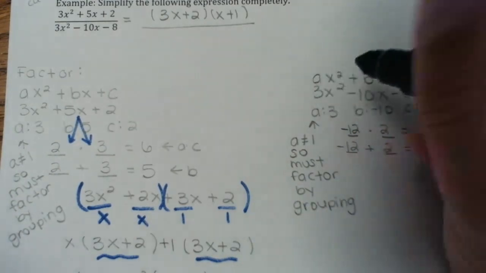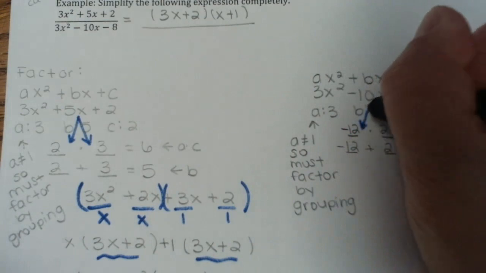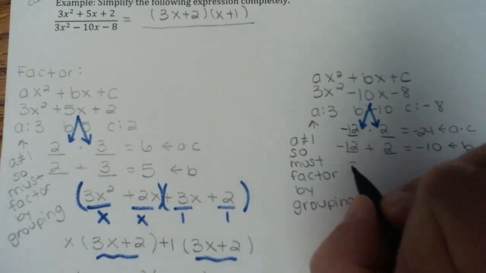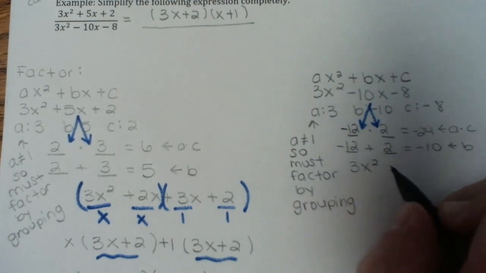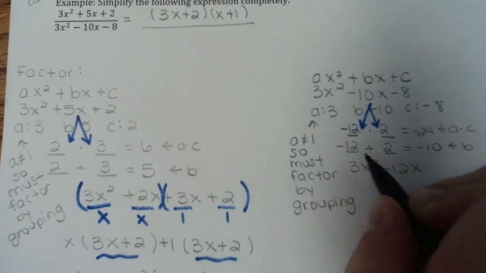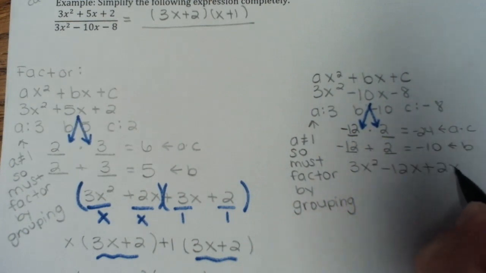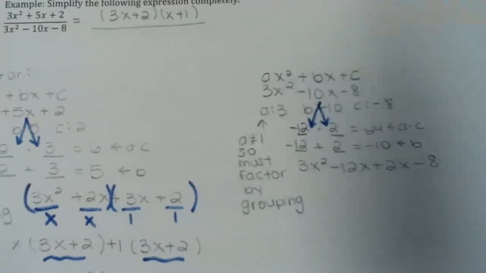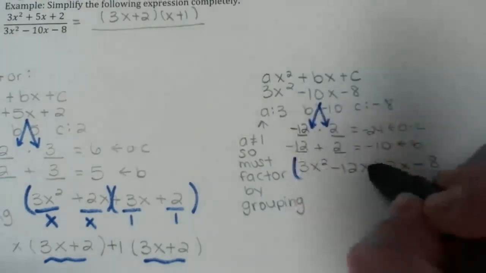So that means we're going to use the numbers in our blanks to split up this middle b term, so to split up negative 10x. So 3x squared is going to stay the same. Instead of negative 10x, we're going to use the numbers in our blanks, so negative 12x, positive 2x, minus 8. So now we have 4 terms. So now I can group the first 2, group the last 2.